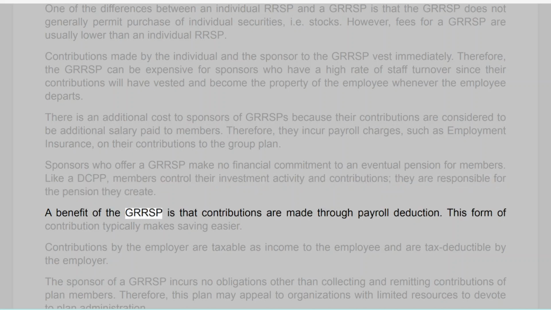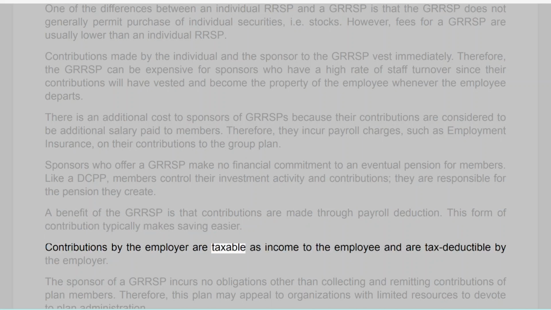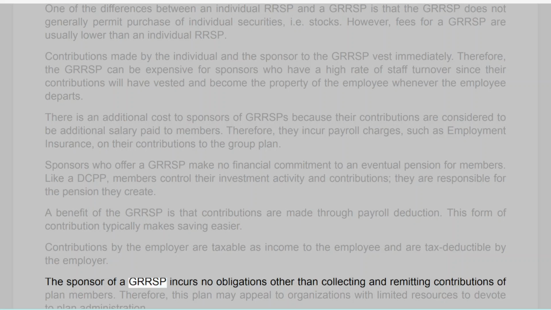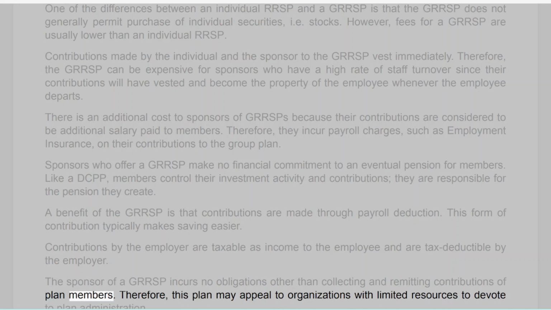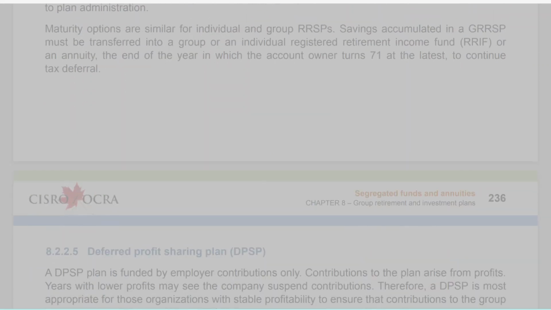A benefit of the GRRSP is that contributions are made through payroll deduction. This form of contribution typically makes saving easier. Contributions by the employer are taxable as income to the employee and are tax-deductible by the employer. The sponsor of a GRRSP incurs no obligations other than collecting and remitting contributions of plan members. Therefore, this plan may appeal to organizations with limited resources to devote to plan administration.